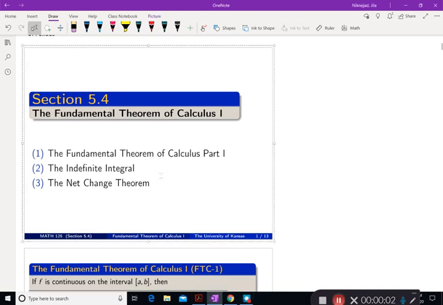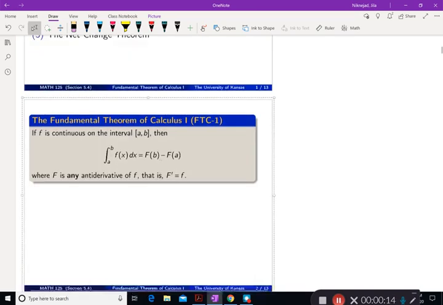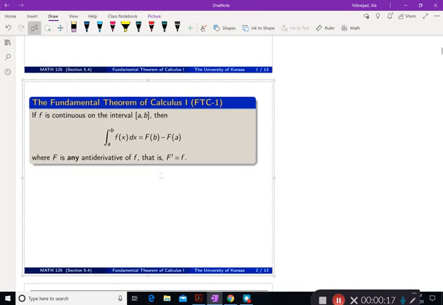Section 5.4, the fundamental theorem of calculus, part 1, and then the definite integral and the net change theorem. What is the fundamental theorem? Part 1. If f is continuous on the closed interval a to b, then the definite integral from a to b of lowercase f of x dx is equal to uppercase F at b minus uppercase F at a.